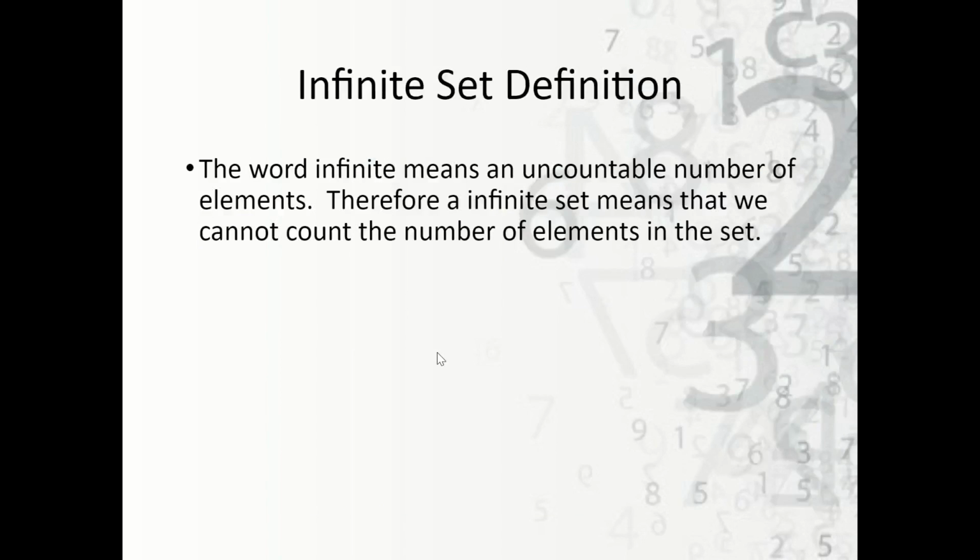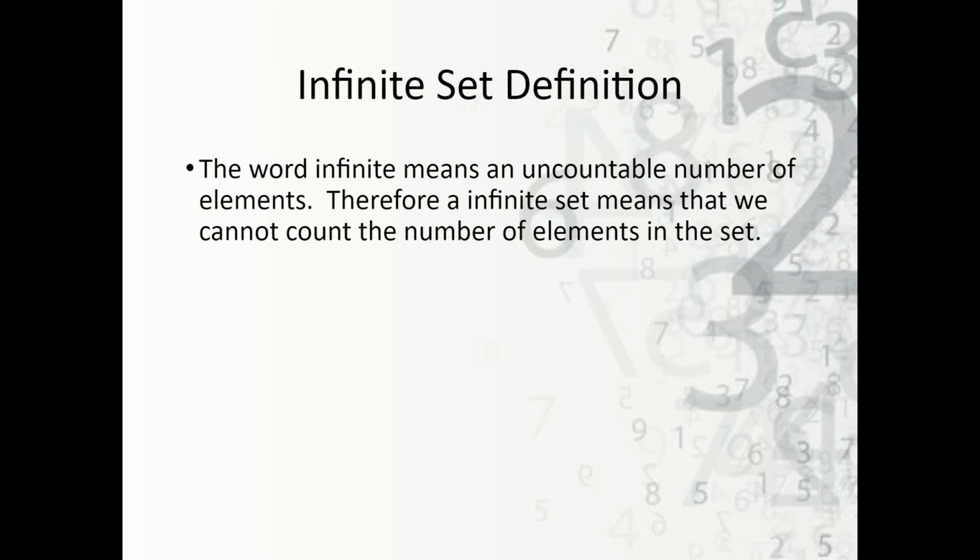Now let's talk about the definition of infinite set closure. First of all, what does infinite mean? Infinite means an uncountable number of elements. So it goes on to infinity. It keeps going forever. An example of this would be the natural numbers. We can count 1, 2, 3, 4, 5, 6, 7, 8, 9, 10, and we can keep counting. And no matter what number we stop at, there's always a number past it.